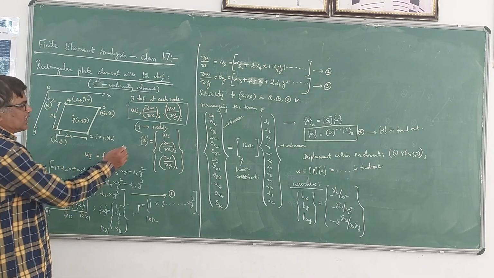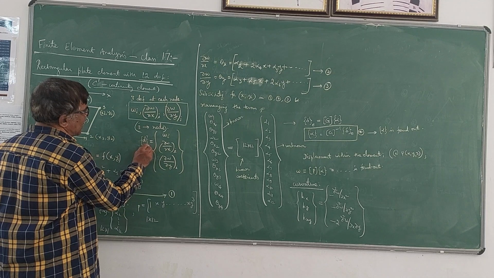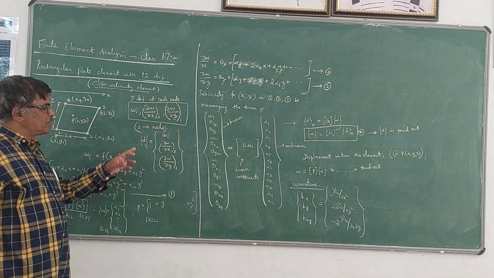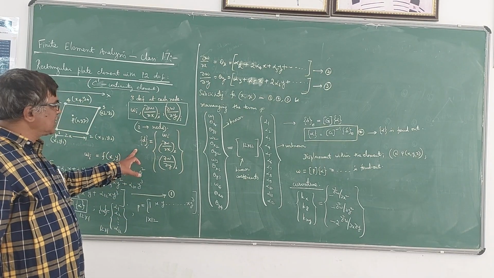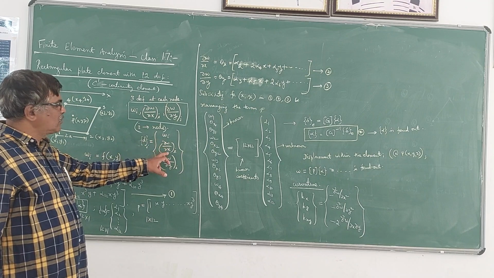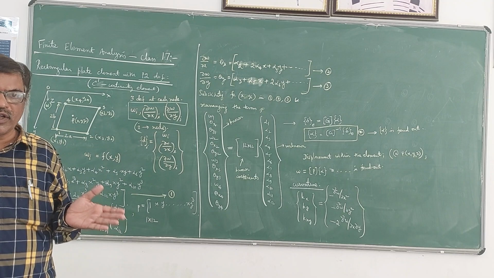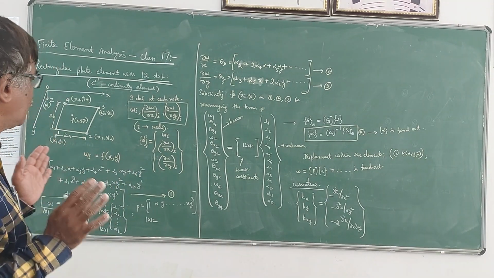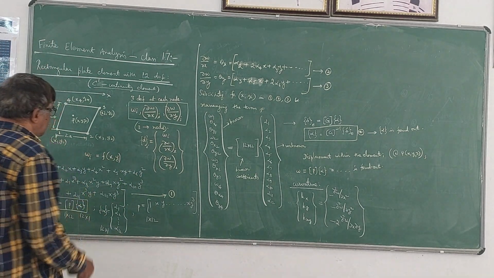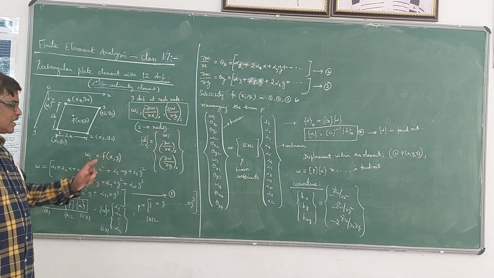So that can be written like this. di, the nodal displacements in this case, can be written as W, dou W by dou x, dou W by dou y. So totally there are 4 nodes, therefore we will have 3 into 4 degrees of freedom. So W is a function of x and y.